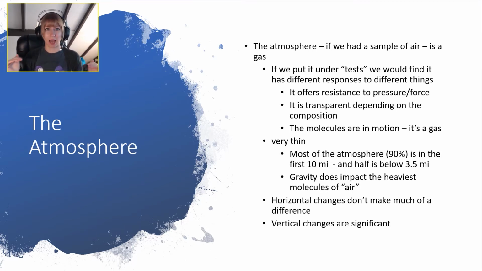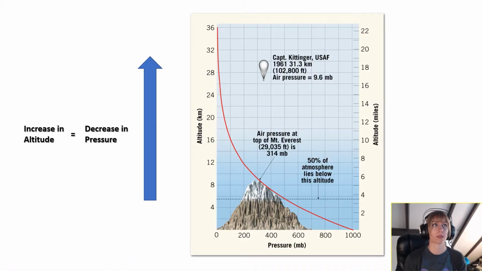So that's at us. So the higher you go, have you ever heard the air gets thinner? Well, that's very true. The air does get thinner. There is less, and that partially has to do with gravity. And like I said, vertical changes are very significant. Okay, so increase in altitude means a decrease in pressure, which we see right here.